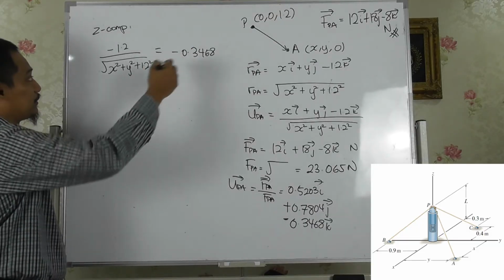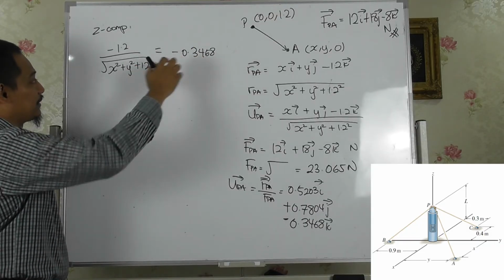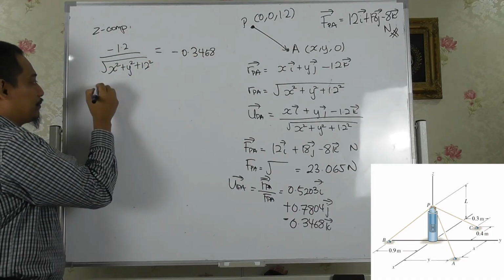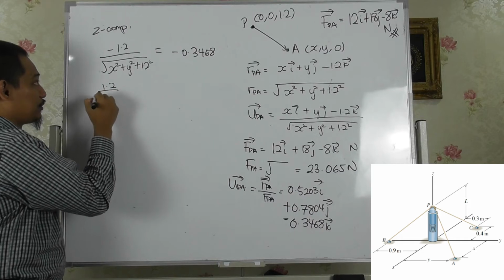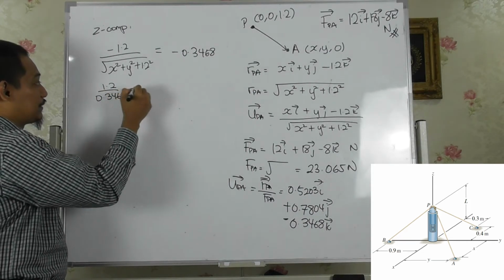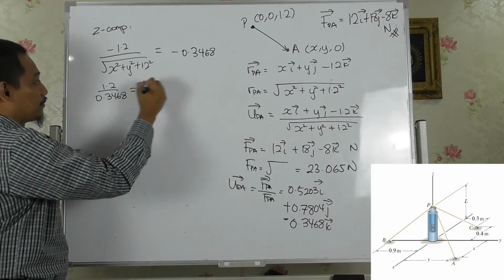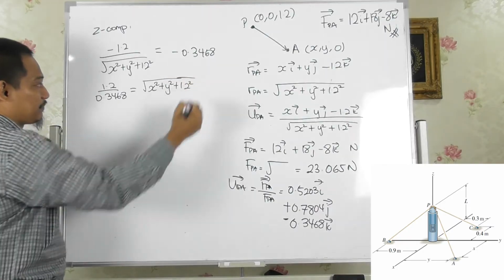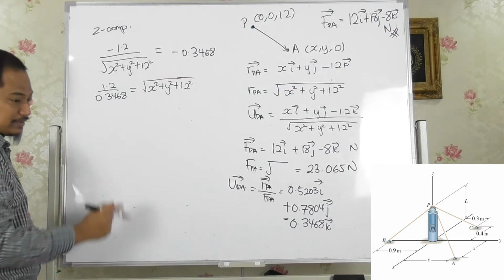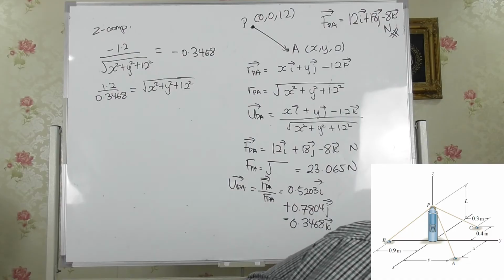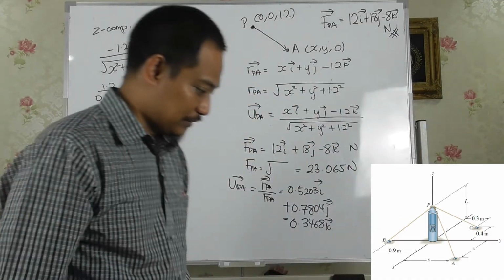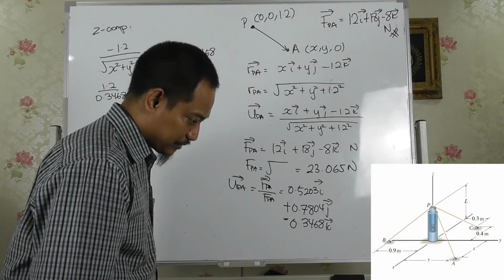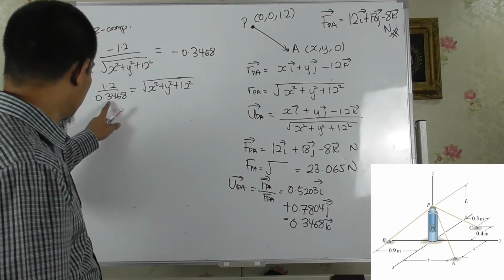So if you do this calculation, it will be like 1.2 over 0.3468 equals the square root of x square plus y square plus 1.2 square. Okay, this is a bit more mathematics than what we normally do, but yeah, we have to do it. So if you verify the number, this becomes 3.46, right?